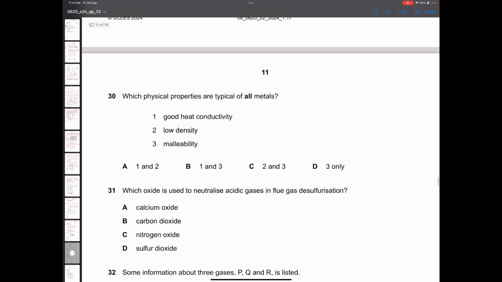Question number 30. Which physical properties are typical of all metals? Good heat conductivity, yes. Low density, no. Malleability, yes. Transition metals are very high in density. So statement 2 is incorrect. We will pick the option with 1 and 3. That is B.